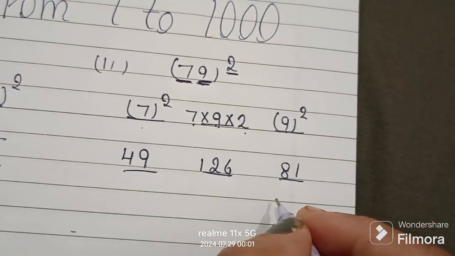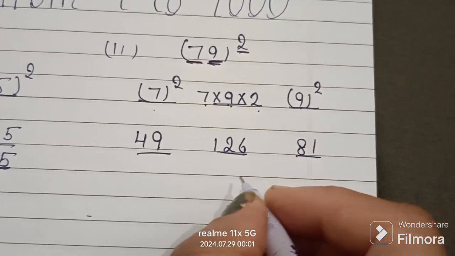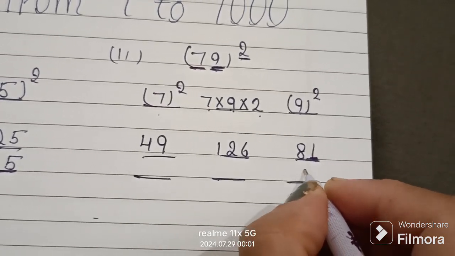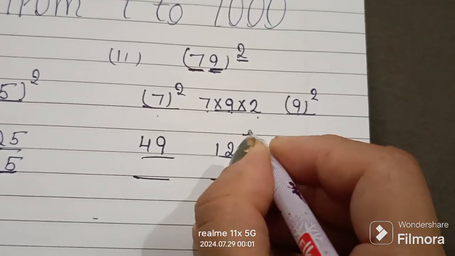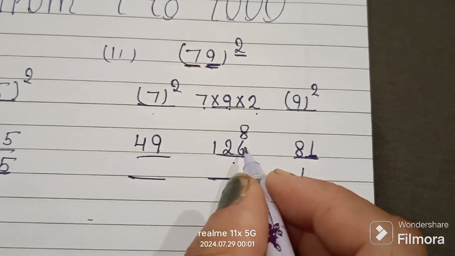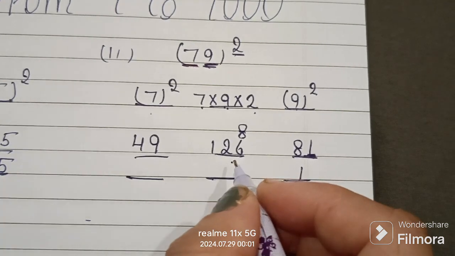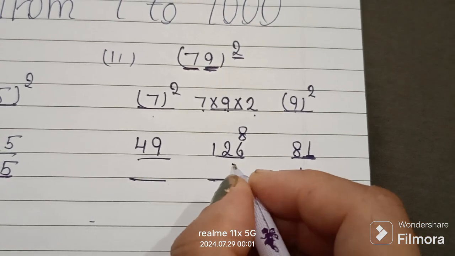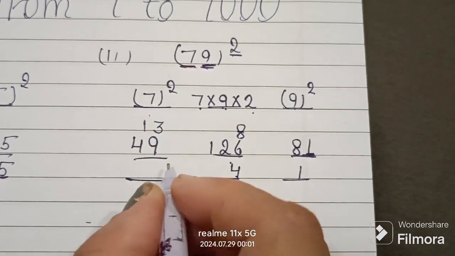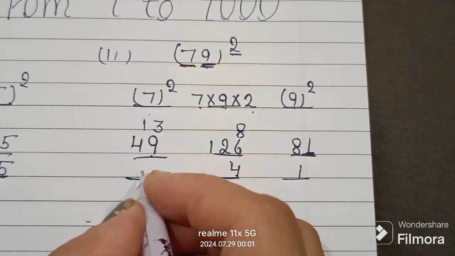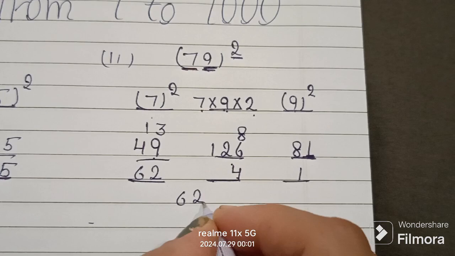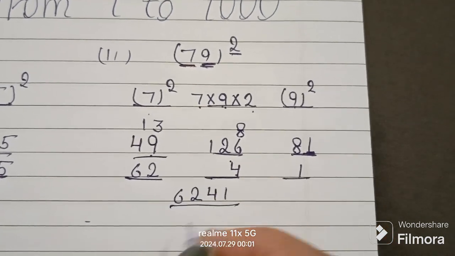What I have already taught you is that I can write only one digit in one part. So I am going to write 1 as it is and 8 is carry over to the next part. So what is the sum of 126 and 8? The sum of 126 and 8 is 134. So 4 is as it is and 13 goes to the carryover. What is the sum of 49 and 13? That is 62. So that is your answer. 6241.